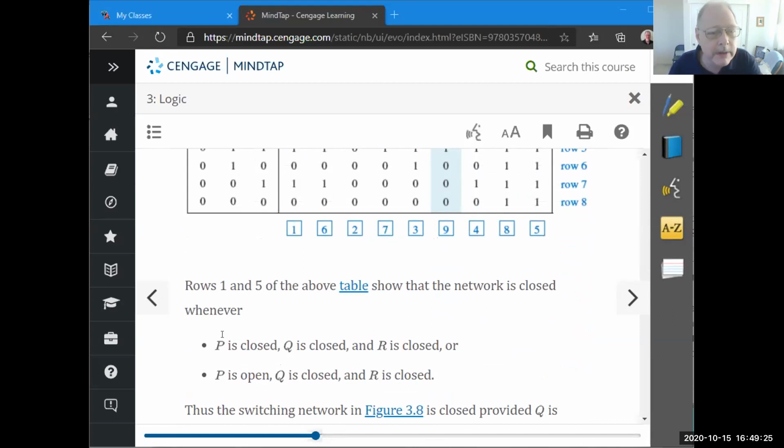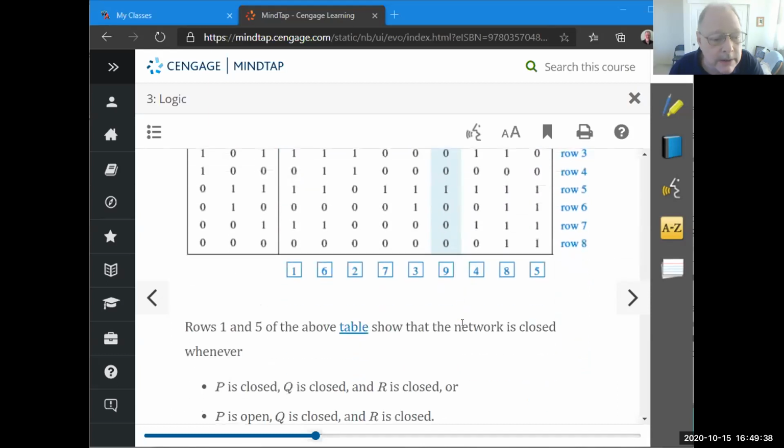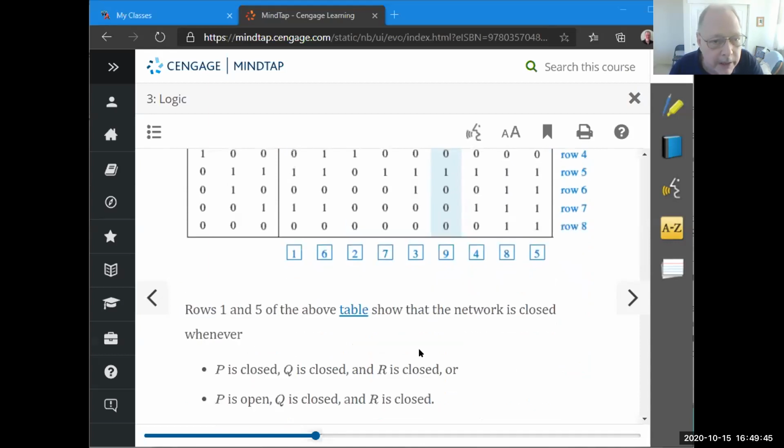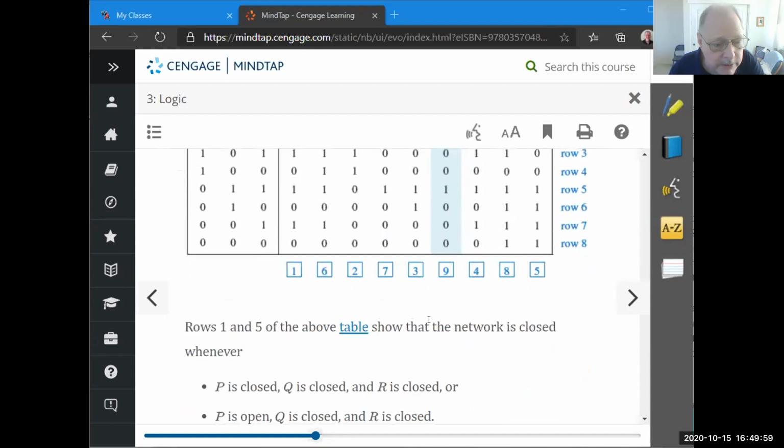Now they start out with this bulleted list, which is the ugly way to say it. They say, okay, it's closed on row 1 here. So let's see, if P and Q and R, if those all three are closed, then the circuit's closed. So they wrote that down. It's closed whenever P, Q, and R are all three closed. Okay. And then they went down to this next row where it's closed, and they said, oh, okay, also, if just Q and R are closed, then it's closed. So they have these two bullet points in their list.